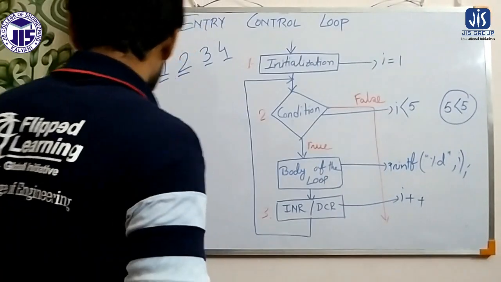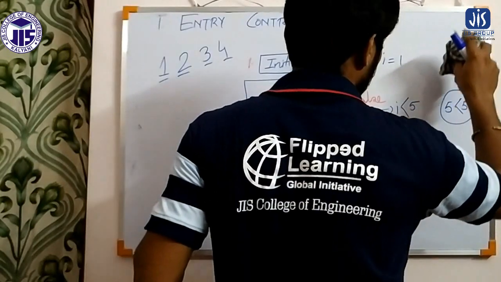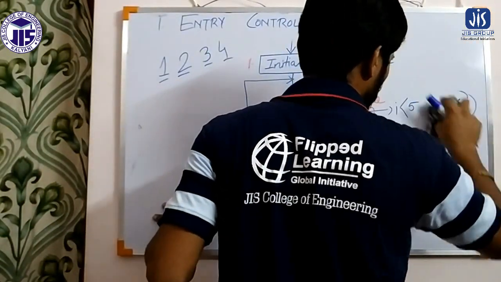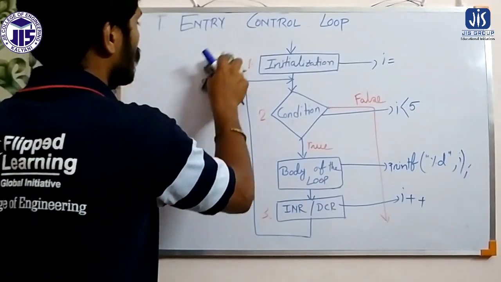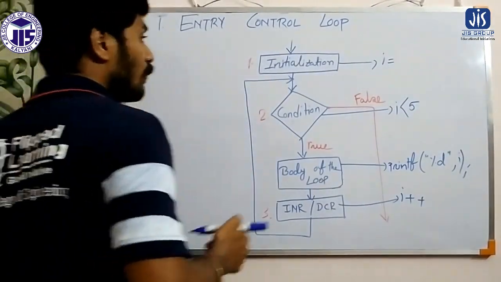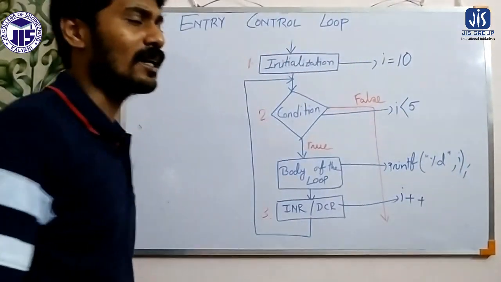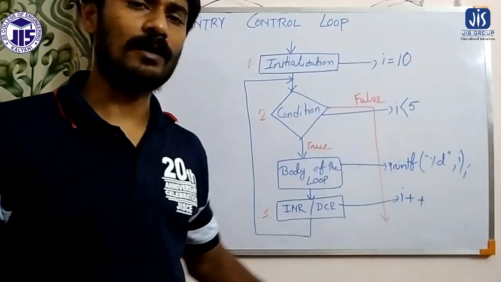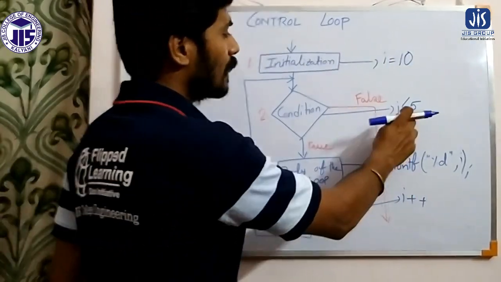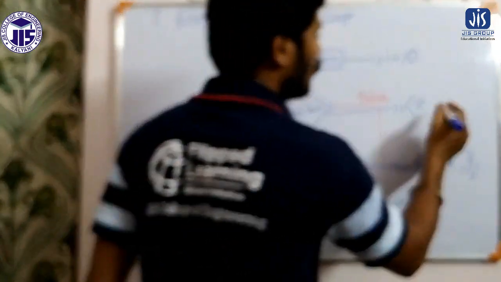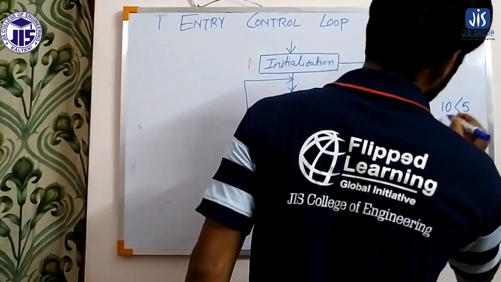Another situation I am telling, in case of entry control loop, if the value of I is stored as 10, the condition is I less than 5. Everything else is the same. Here the value of I is equal to 10. So is my condition true or false? When the value of I is 10, the condition is basically 10 less than 5, which is false.